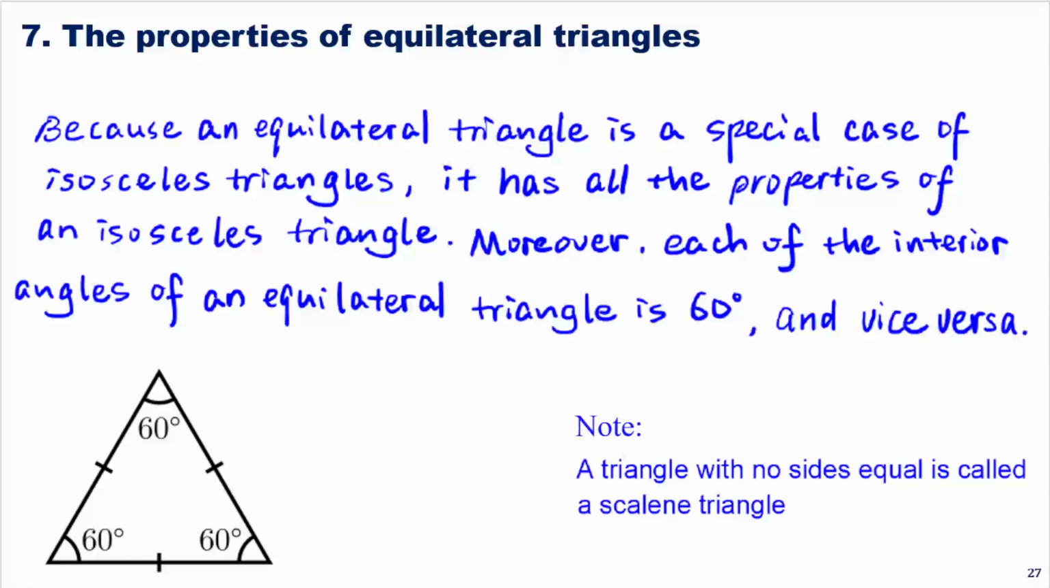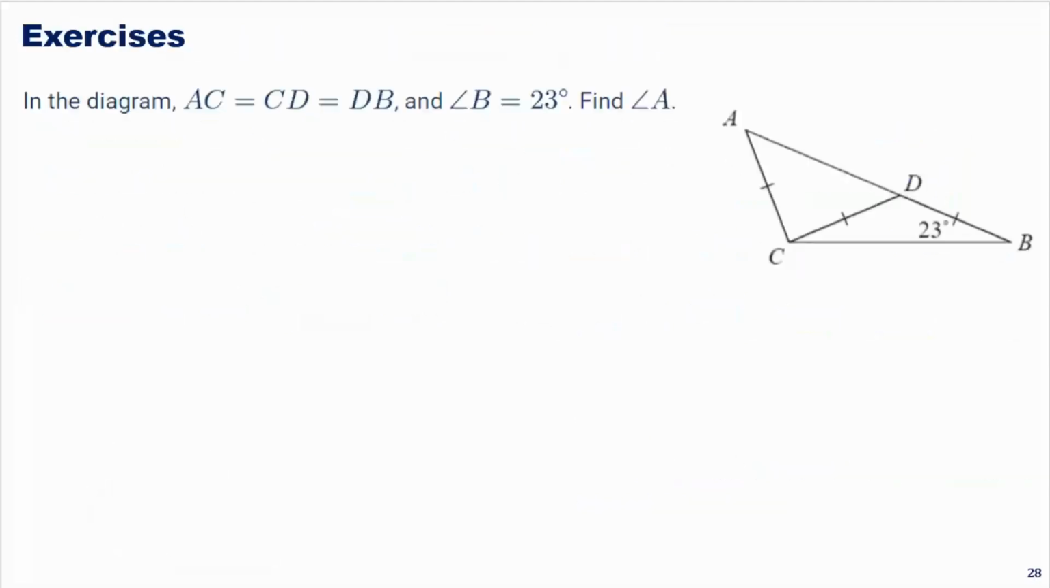Alright, good. Then let's have a look at some practices. So first, in the diagram on the right, if AC equals CD equals DB, and angle B equals 23 degrees, can you find the measurement of angle A? Again, I'll give you 2 minutes to think about this problem, and then we'll have a look at the solution, okay? If you finish earlier, just let me know.